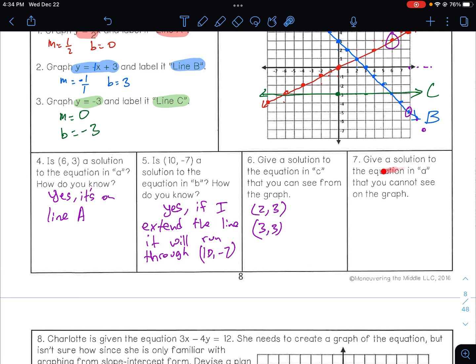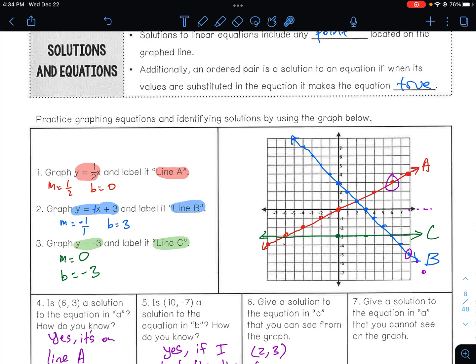Now, they want us to give a solution to the equation in A that we cannot see on the graph. So if we extended the line on A, remember it's rise 1, run 2. So this last point right here is (8, 4). The x value is 8, the y value is 4. If I rise 1, the y goes up to 5, and run 2, that would go to 10. So our next point would be (10, 5).